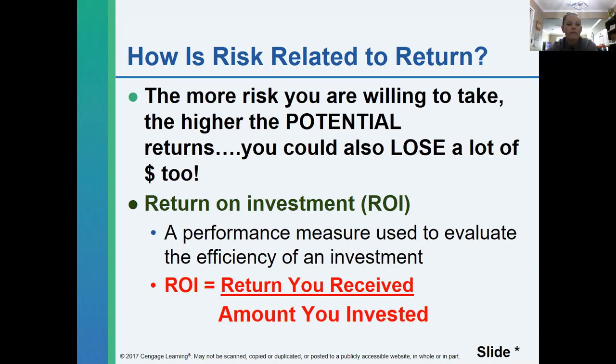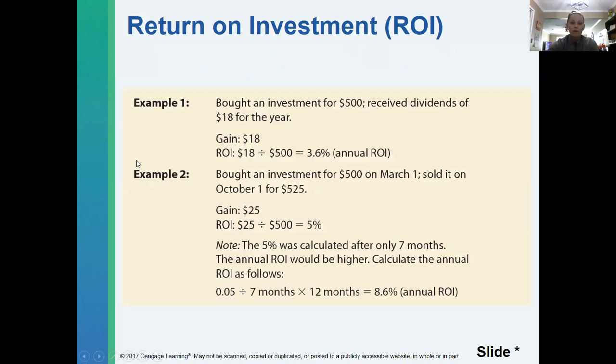Again, return on investment is the return you received, how much money you make, divided by how much money you invested. So this is from the book, example 1. You bought an investment for $500. You received dividends of $18 for the year. So you gained $18. So your return on investment, you do 18 that you made divided by the 500 you invested, and you get a 3.6% annual return.